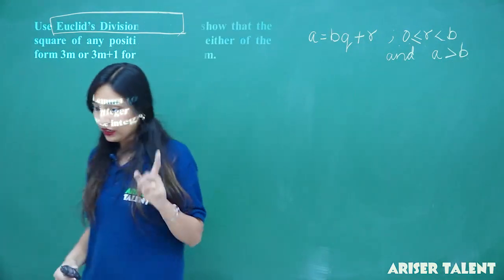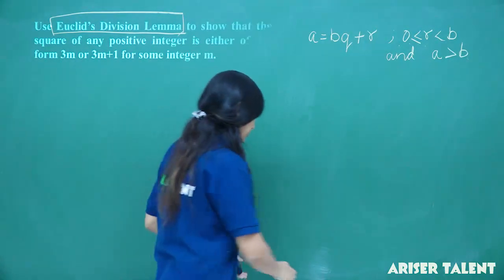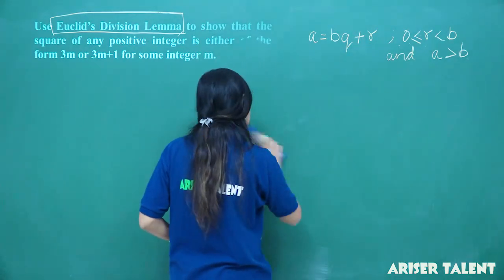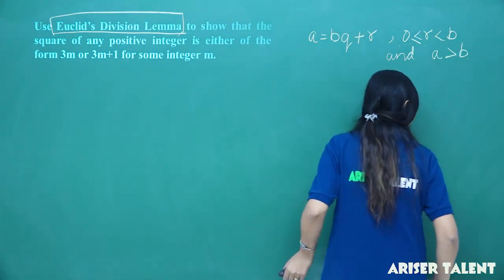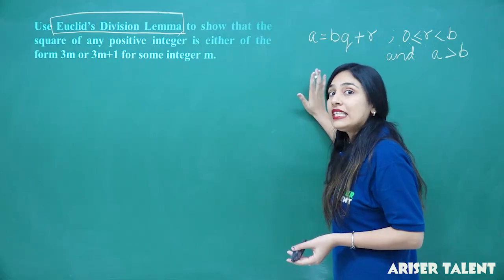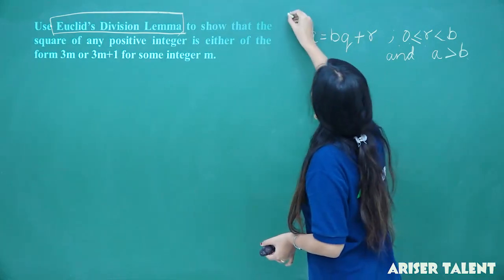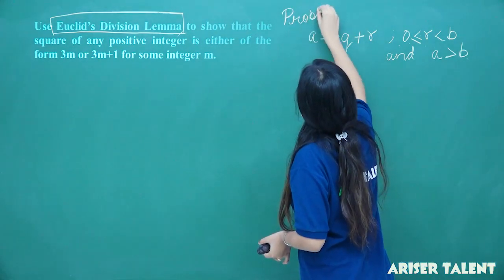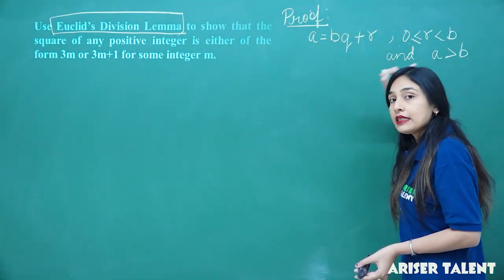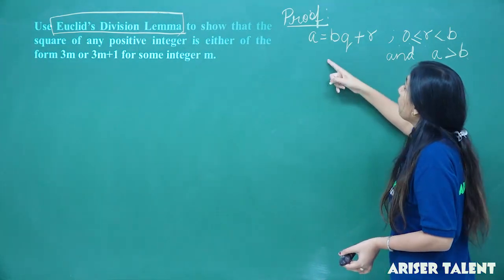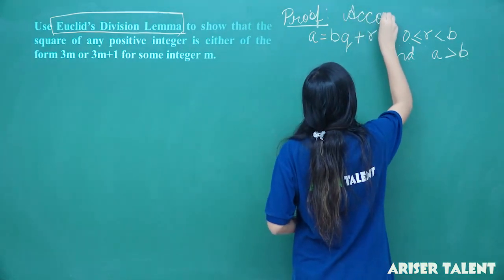Okay. So, we have studied this lemma in our first chapter. If you are not able to recall, just rewatch that video and understand it, so that you can do these kinds of questions. Okay. Now, the first step in this proof is only according to Euclid's division lemma, A equals BQ plus R. I will write it for you also.